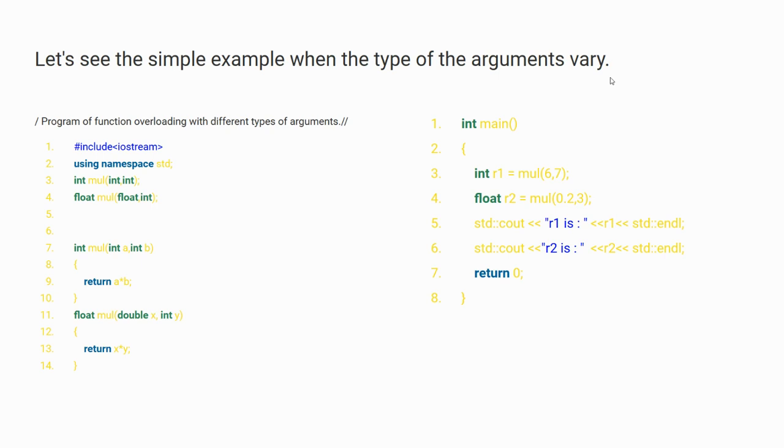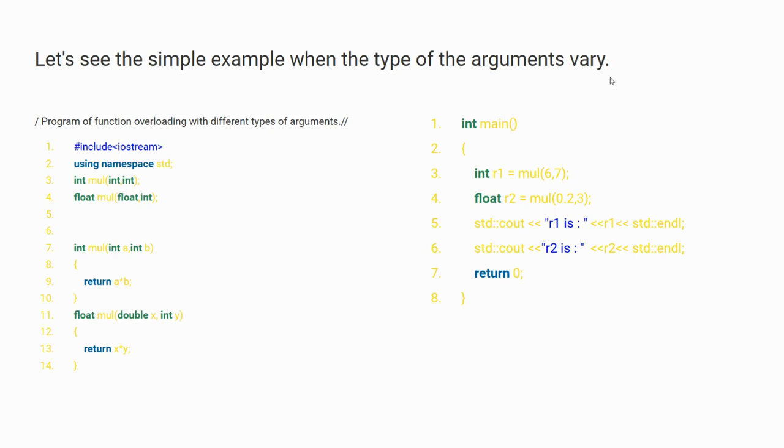We have created a method int mul of int, int. After that, float mul of float, int. Okay. Int mul of int a, int b, and you are returning multiplication of a and b. After that, you are writing float mul of double x, int y. Here the data types are varying. Return x into y.